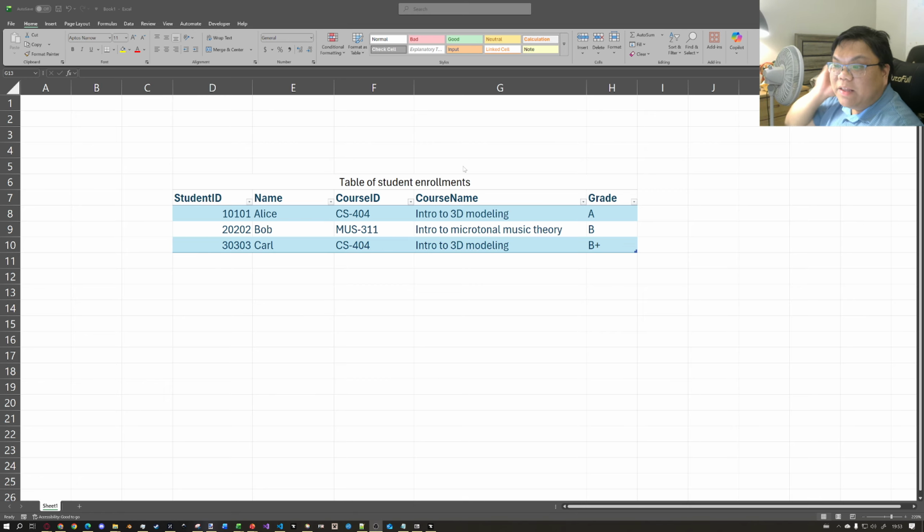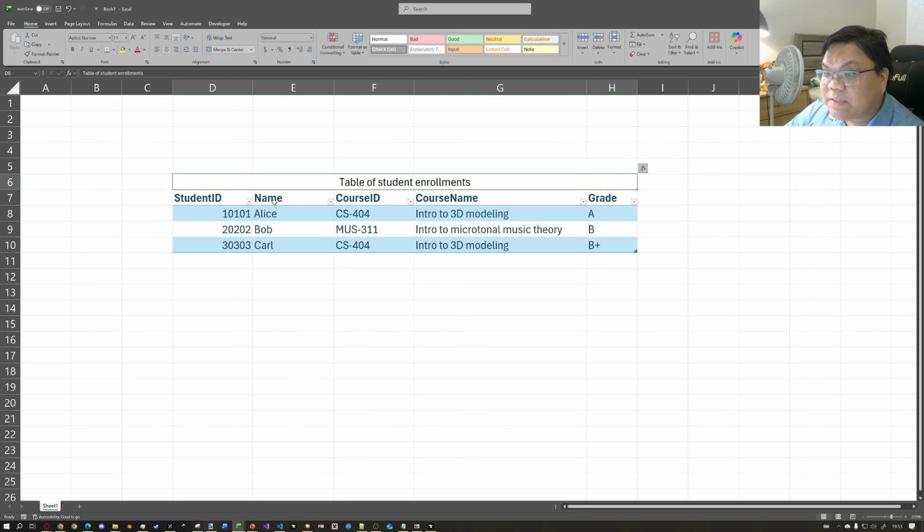Alright, so here's a simple example of a second normal form violation. We have a table of student enrollments, basically what students took what courses and what grade they got for that course. So, we need a primary key for this table, and it's not enough to use the student ID because a student may obviously take multiple courses, and it's not enough to use the course ID because a course could be taken by multiple students. So we need both the student ID and the course ID to form the primary key.